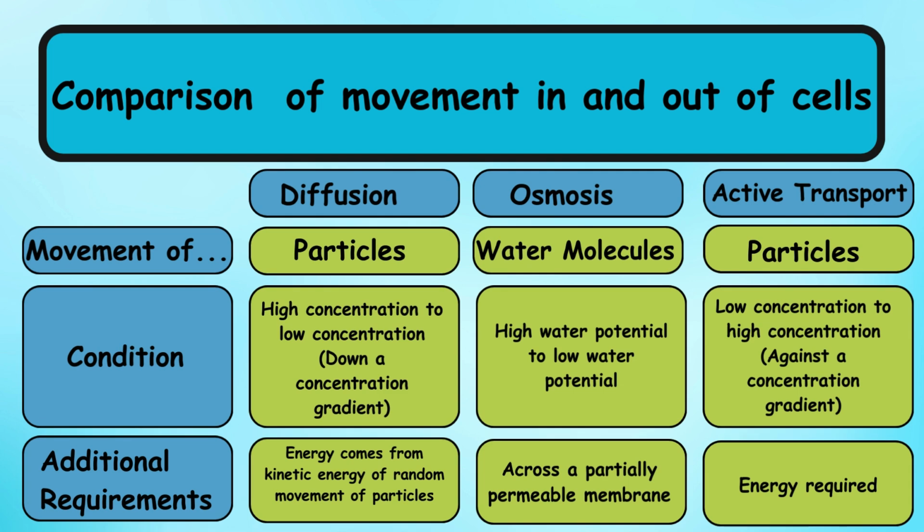In osmosis, the water molecules move from a place of higher water potential to a place of lower water potential. In diffusion, the particles get energy from the kinetic energy of their random movement, and in active transport, particles need energy from respiration. In osmosis, the water molecules move across a partially permeable membrane.